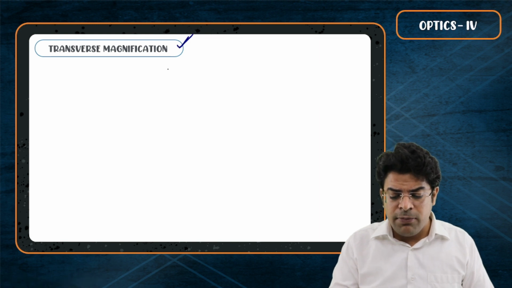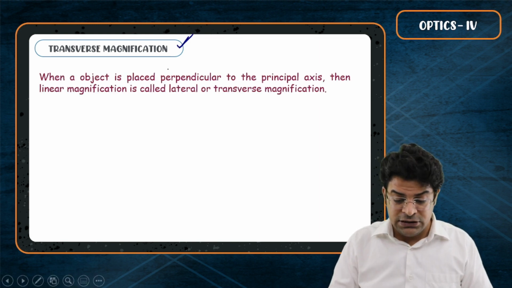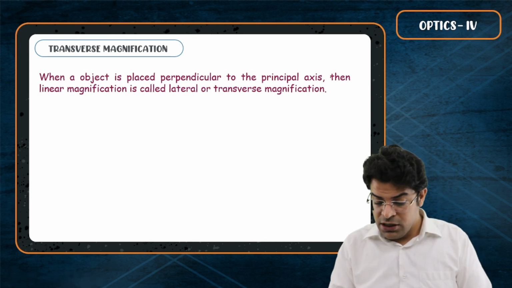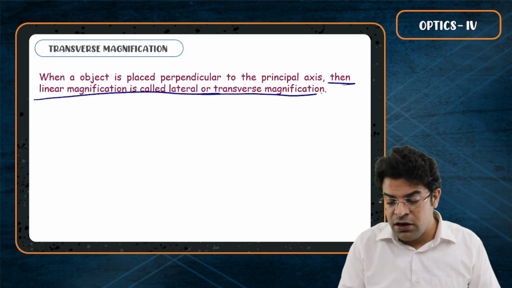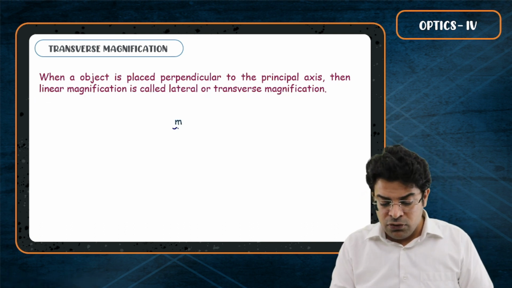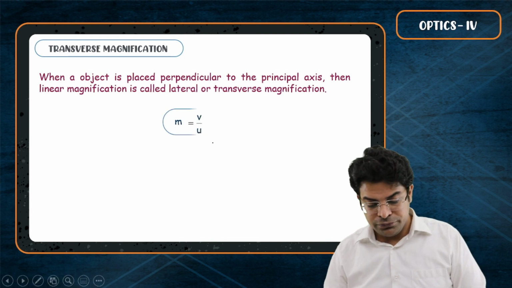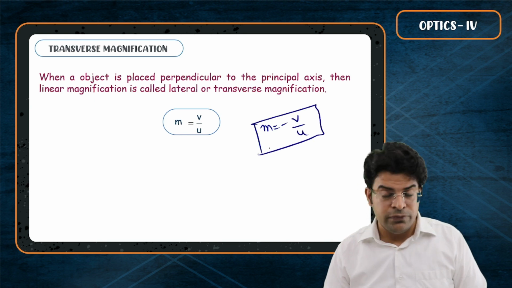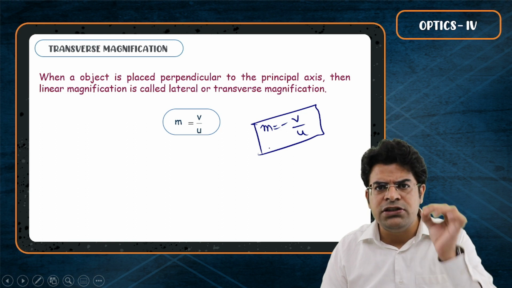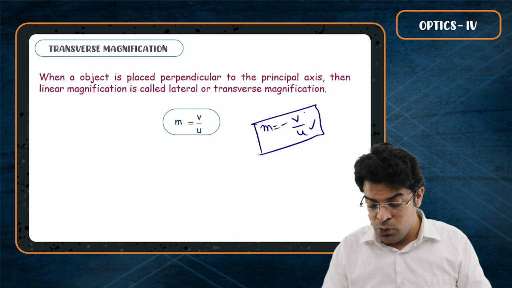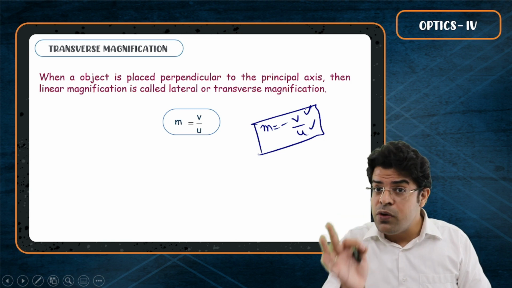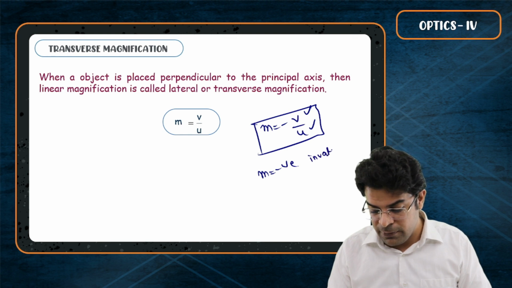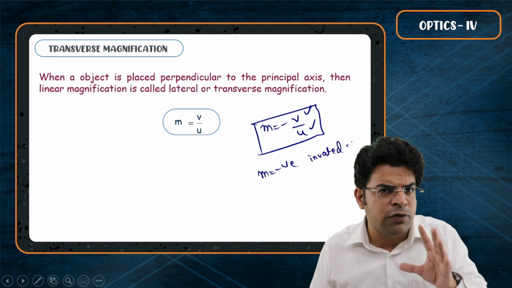So when we talk about transverse magnification created by lenses, what is the meaning of transverse magnification? When the object is placed perpendicular to the principal axis, the linear magnification is called lateral or transverse magnification. And the formula goes like magnification = v/u. After teaching you the magnification for a mirror, which I said is minus v/u, I said that if the object and image lie on the same side of the mirror, u and v will have the same sign, and then the magnification will be negative, so the image has to be inverted. Now let's use the same logic but for lenses.